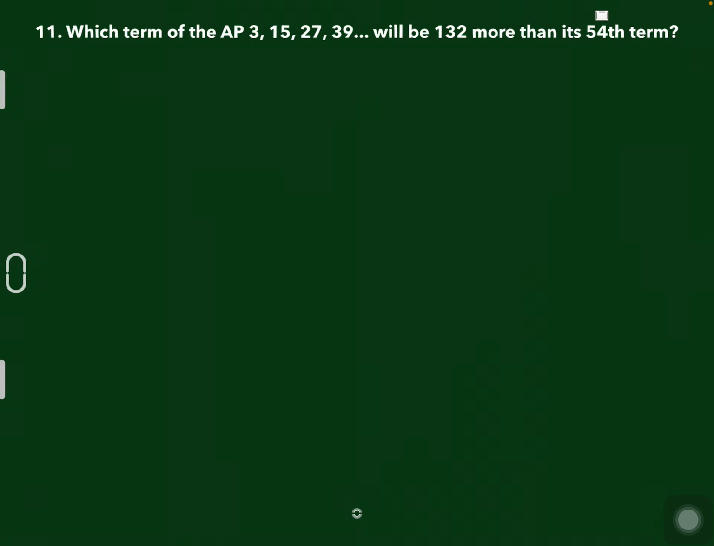Let me continue with exercise 5.2, 11th question. What is the 11th question? Which term of the AP 3, 15, 27, 39 will be 132 more than its 54th term? They have given the AP: 3, 15, 27, 39, etc. So, which term of this AP will be 132 more than its 54th term?